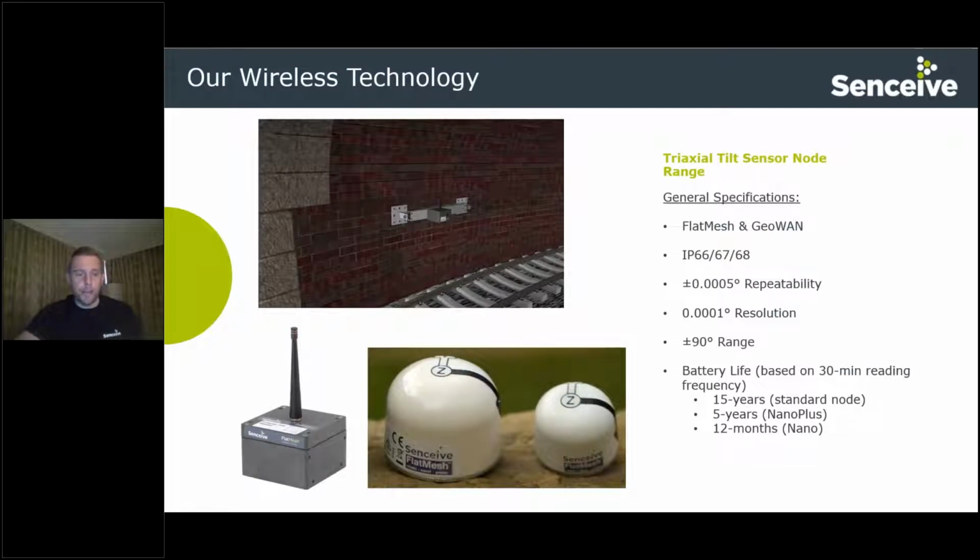And again, so our wireless technology, this is our wireless tilt sensors. On the bottom left here is the square standard triaxial tilt sensor. The other ones are our nano products. We've got the Nano Plus shown here. Same technology, slightly different form factor, and the main difference is just the battery life between them. They all are incredibly reliable, incredibly accurate, but just different form factors, different ways of installing them.